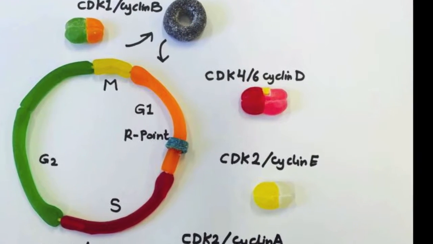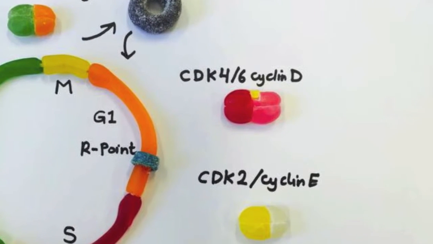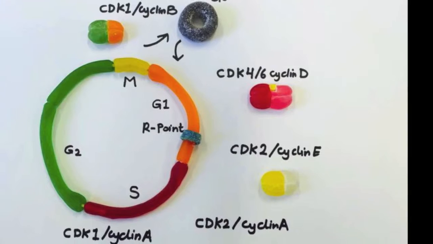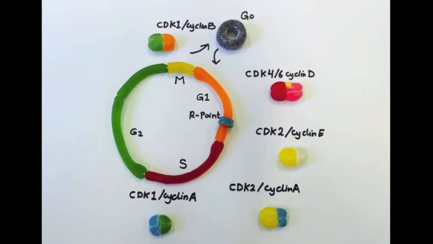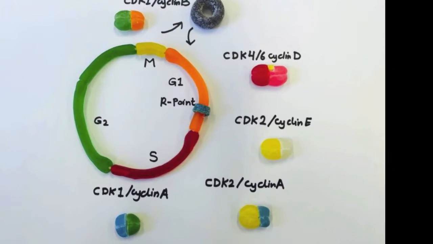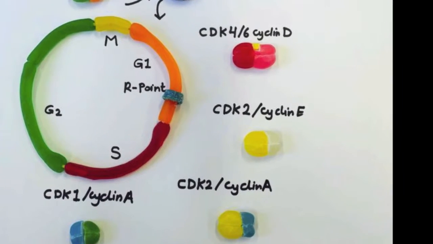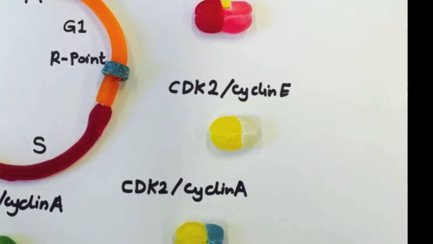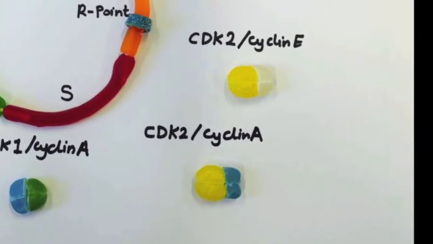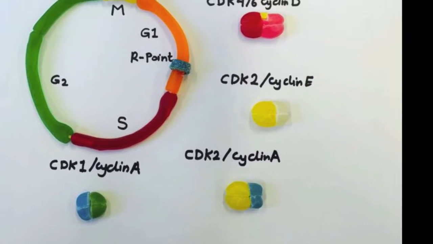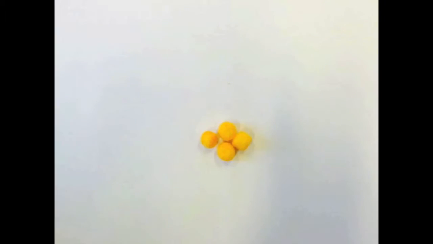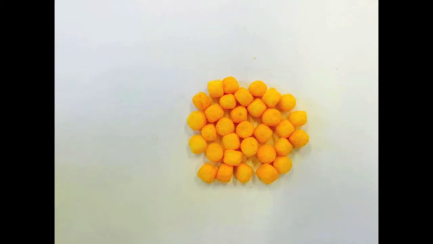In the early G1 phase, the functional CDK4/6 is associated with cyclin D. Later in G1 phase, after the restriction point, the CDK2 takes over from CDK4/6 in combination with cyclin E. S phase entry is governed by CDK2 in combination with cyclin A. After the cell enters S phase, it is then committed to proliferate.